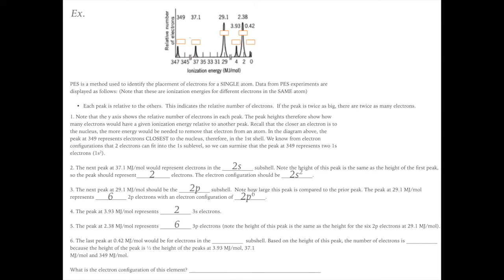For the last one, it's going to be 4s, and notice since it's half as tall as the peaks that have 2 electrons, it's going to only have 1 electron. And therefore, this entire PES allows us to determine the electron configuration for this atom.